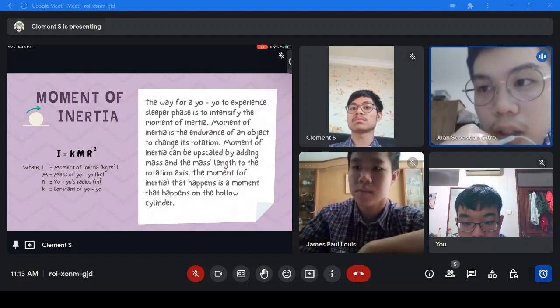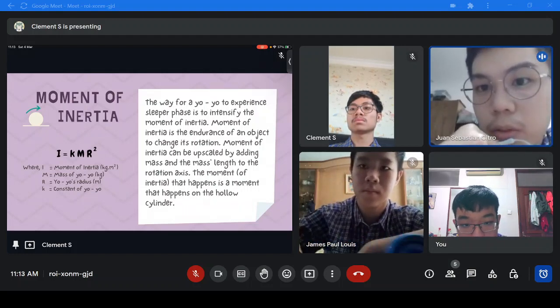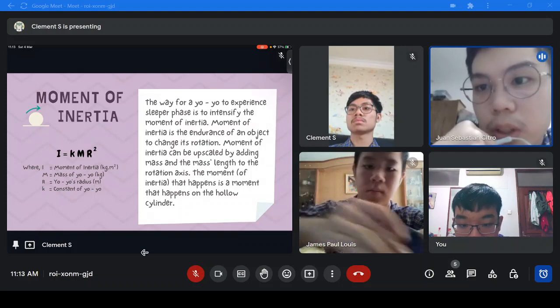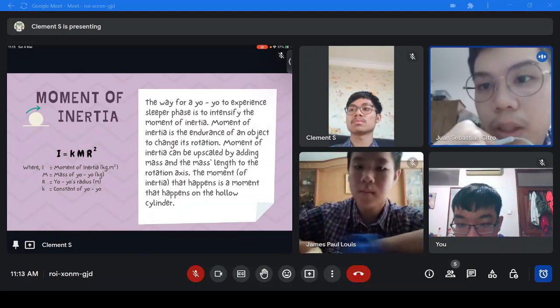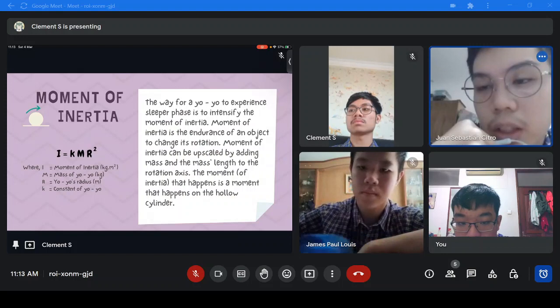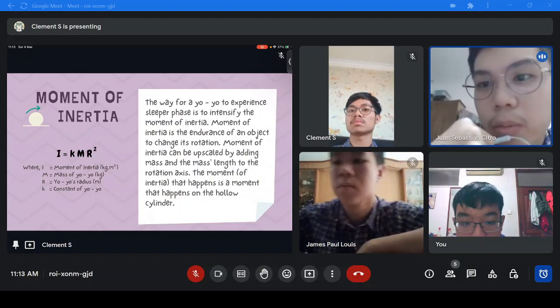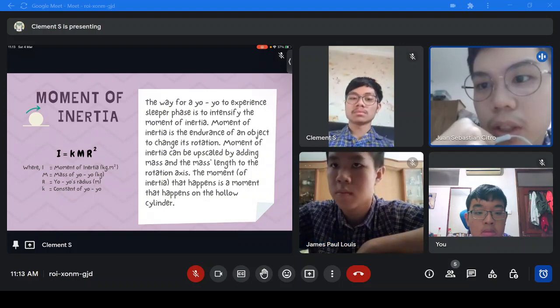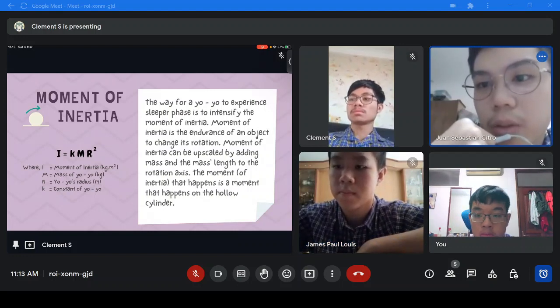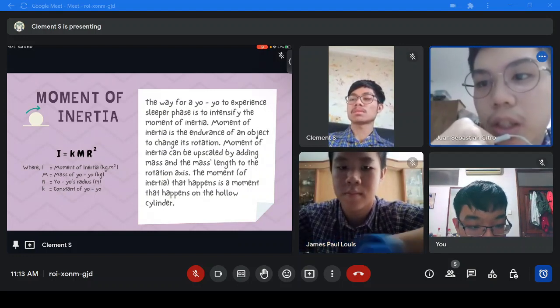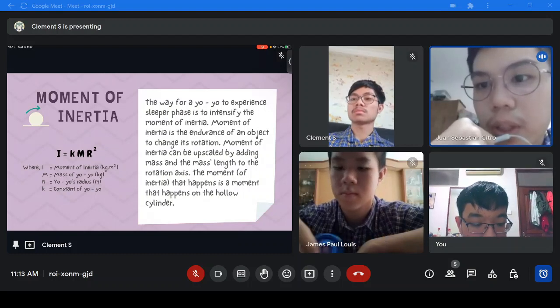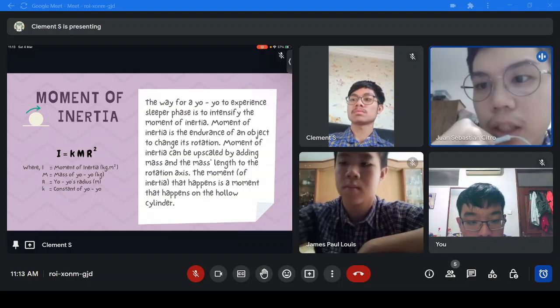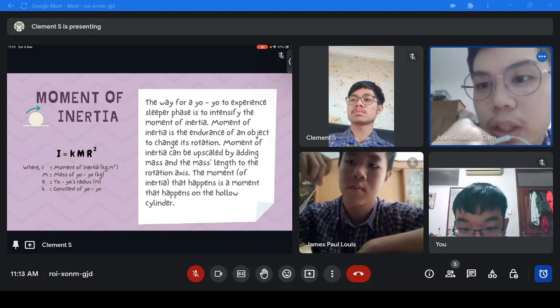Okay. And the next one is the moment of inertia. The way for a yo-yo to experience sleeper pace is to intensify the moment of inertia. Moment of inertia is the endurance of an object to change its rotation. Moment of inertia can be upscaled by adding mass and the mass length to the rotation axis.